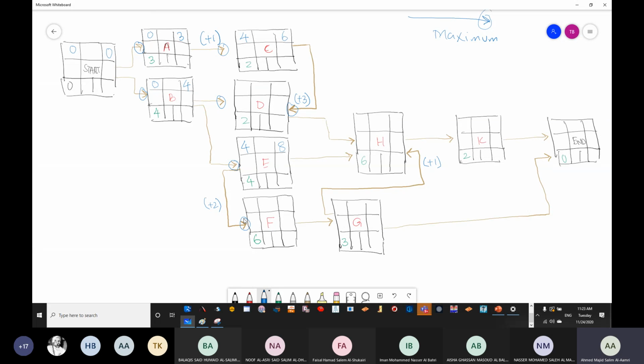F is having only one arrow going inside. From which side? From the side of 4 or from the side of 8? From the side of 4 only. If you look back, the arrow is coming from the side of 4. So 4 plus 2 is going to be 6. 6 plus 2 plus 6 is going to be 12.